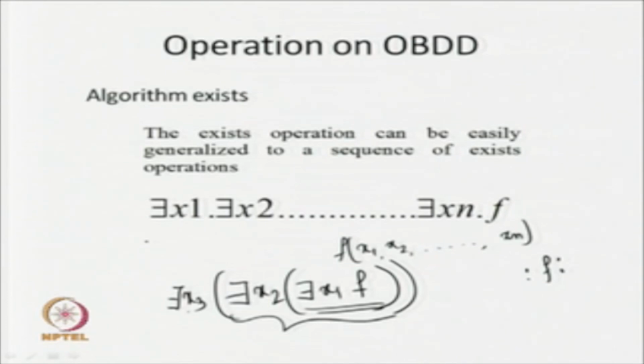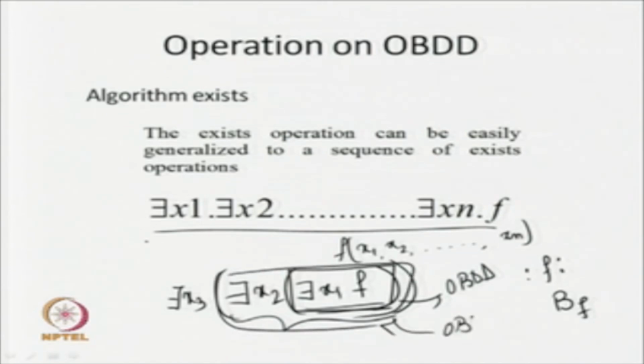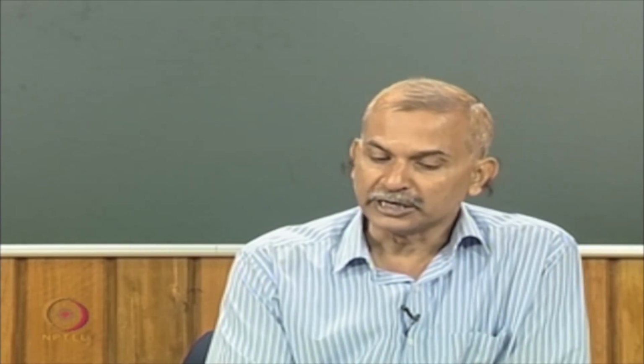Like that we can keep on relaxing it on some function. So, we can use it as a sequence. We are going to use this particular expression that it is relaxing on, say, x n minus 1, like that. So, what will happen if f is represented by the ordered BDD B f? This particular result, exists x 1 f, will give me another OBDD. To this OBDD I am going to relax on x 2, I will apply this same operation over here, which is going to give me another OBDD. Like that I can keep on applying this operation on the resultant OBDD.